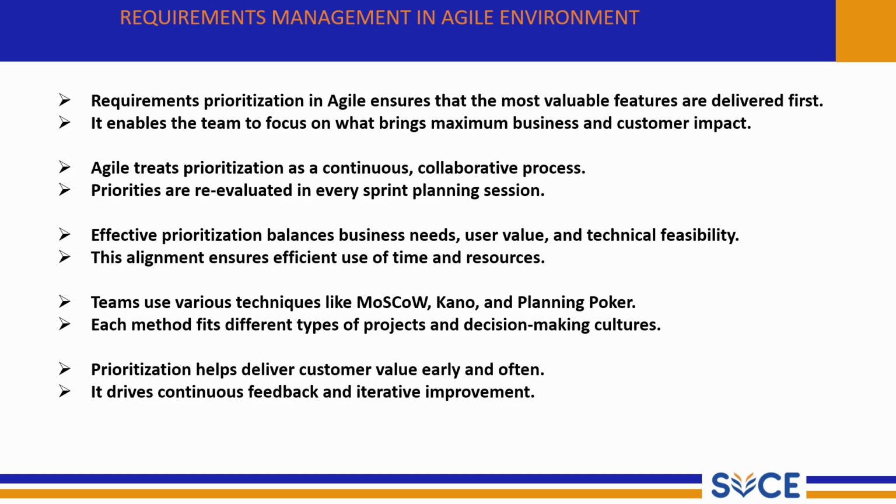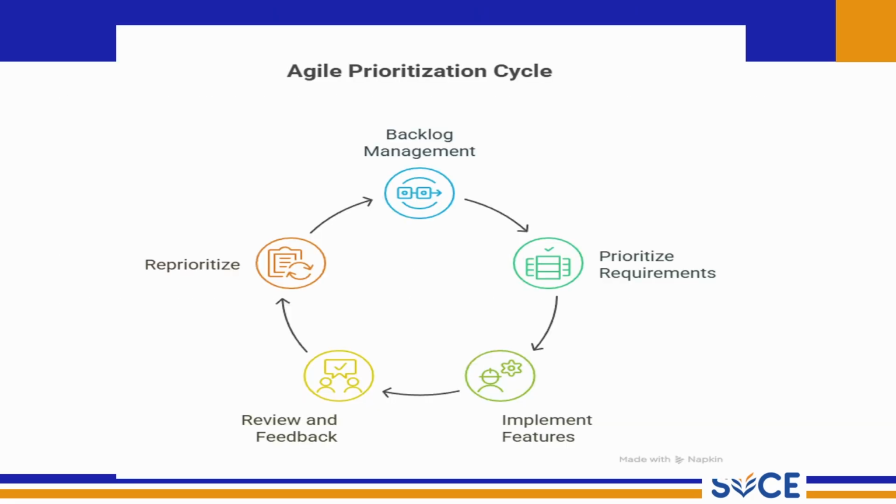Prioritization helps deliver customer value early and often. Since high priority features are delivered first, customers start experiencing value from the early stages of the project. This builds trust and keeps the stakeholders engaged. It drives continuous feedback and iterative improvement. By delivering the important features early, the teams get faster feedback from users. This feedback is used to improve the product in the next sprints, helping Agile achieve continuous improvement. In the next slide, we will see the topic Agile prioritization cycles.